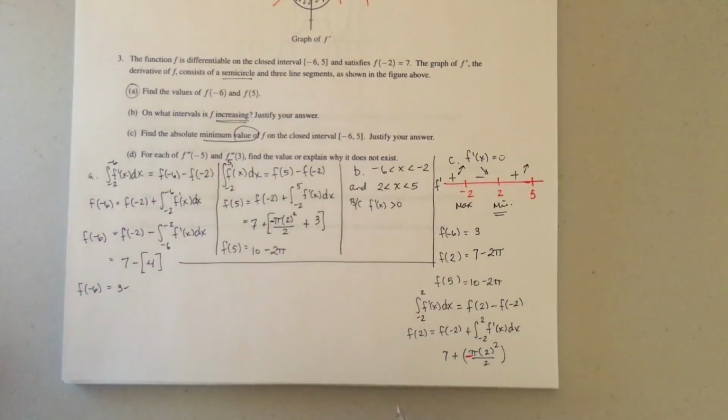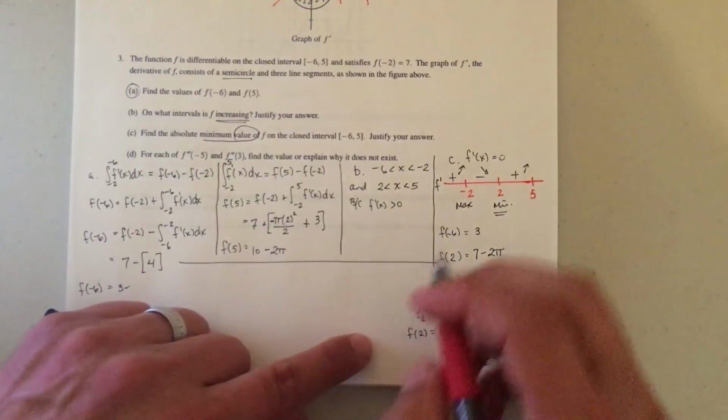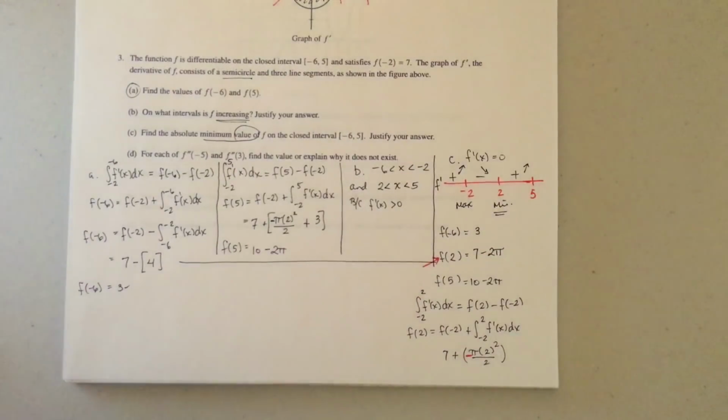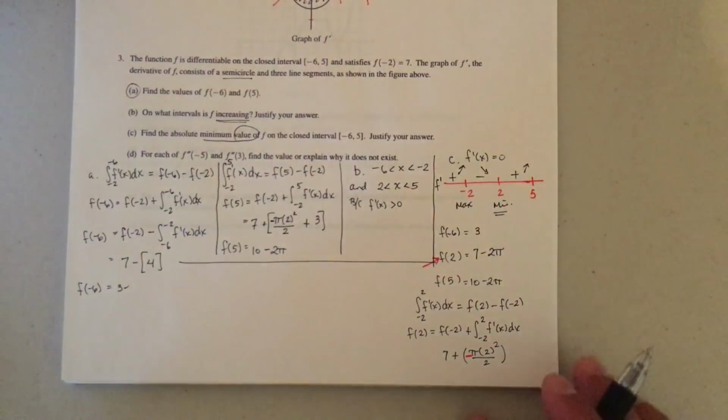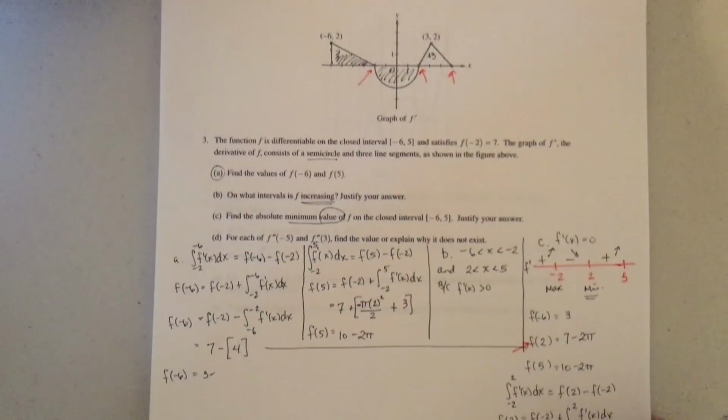So where is the lowest value? Okay, it's going to be where? Right there. Okay, at f of 2. And there it is, guys. That's it. All right. Last part, part D.